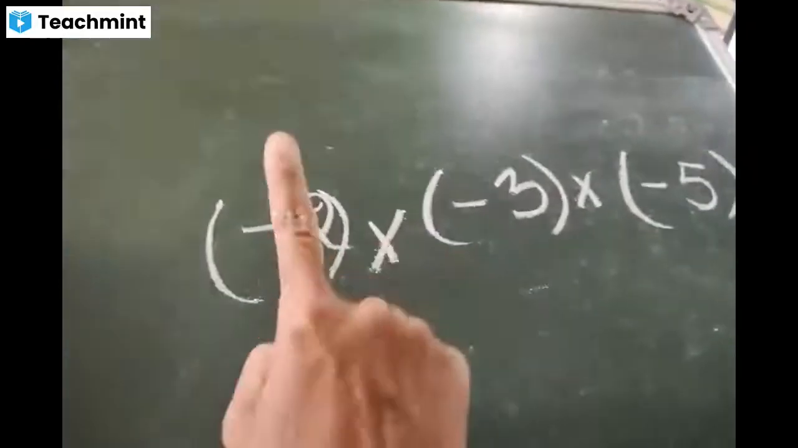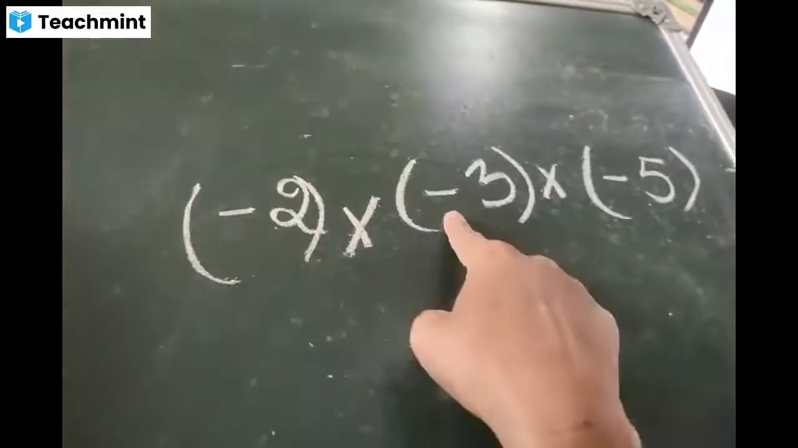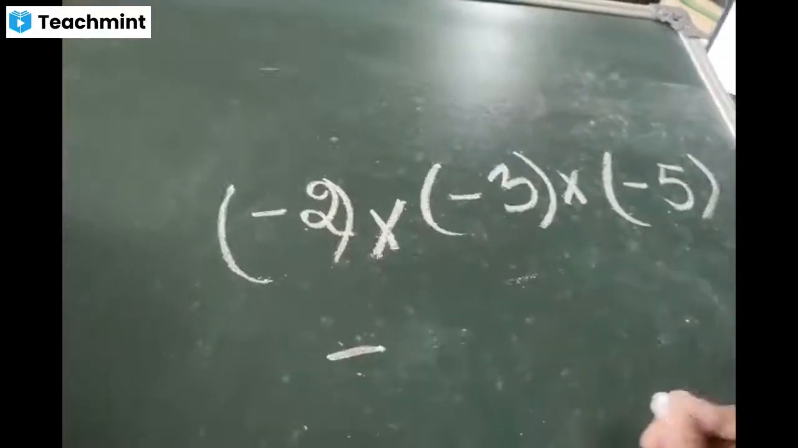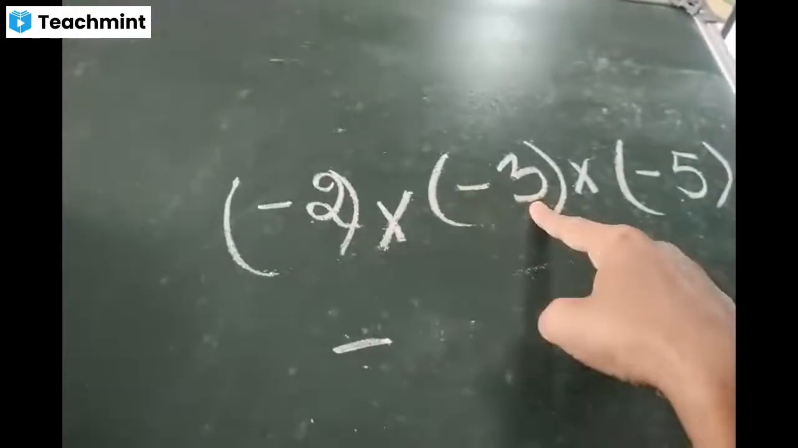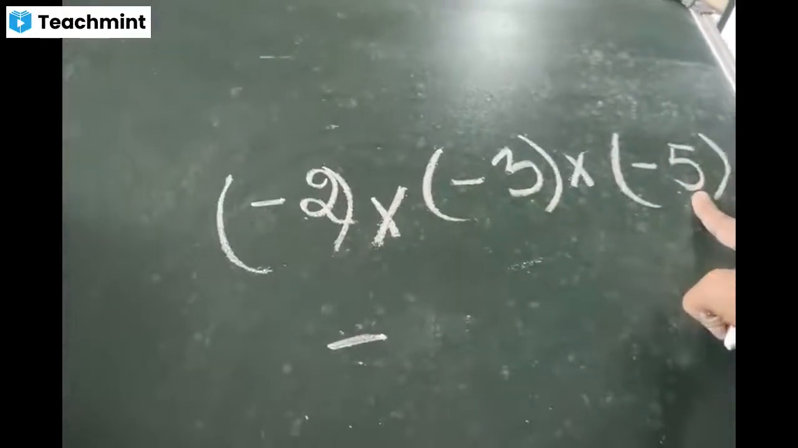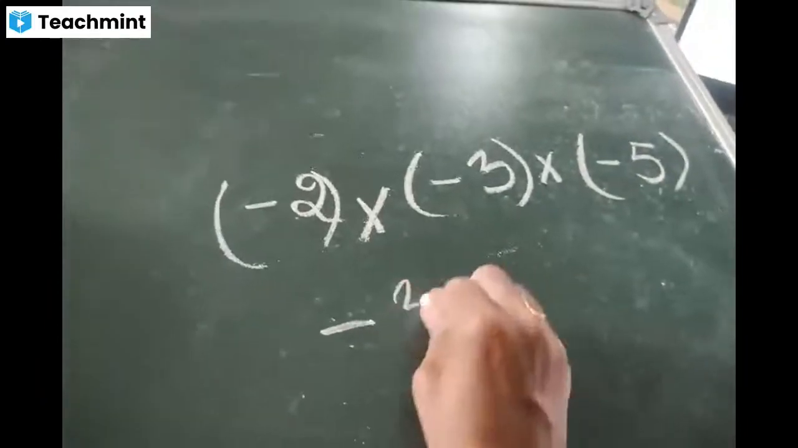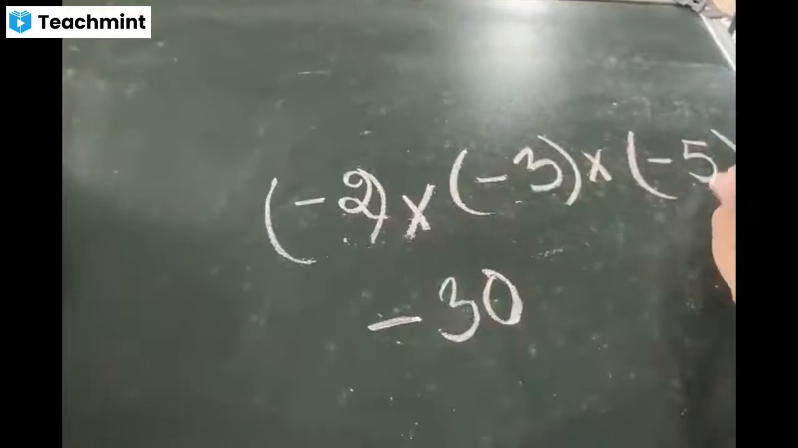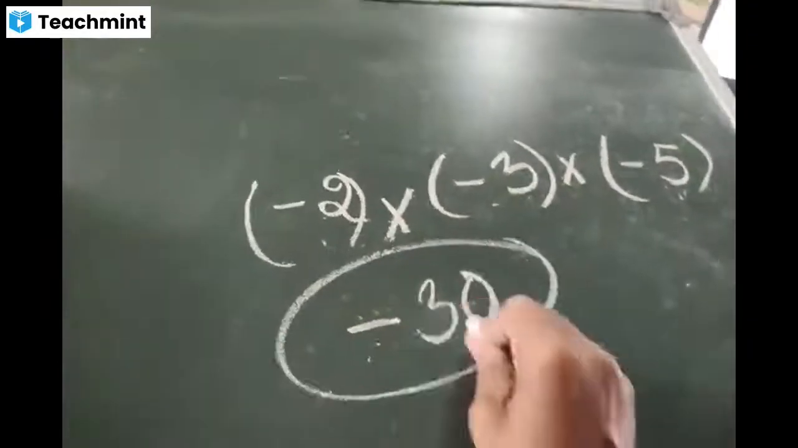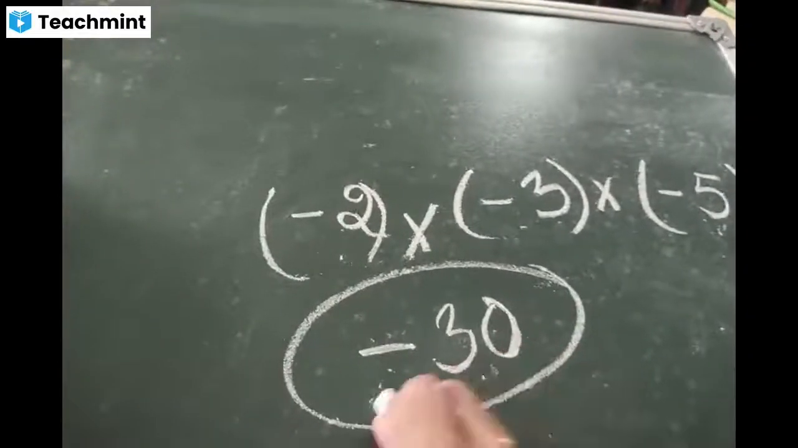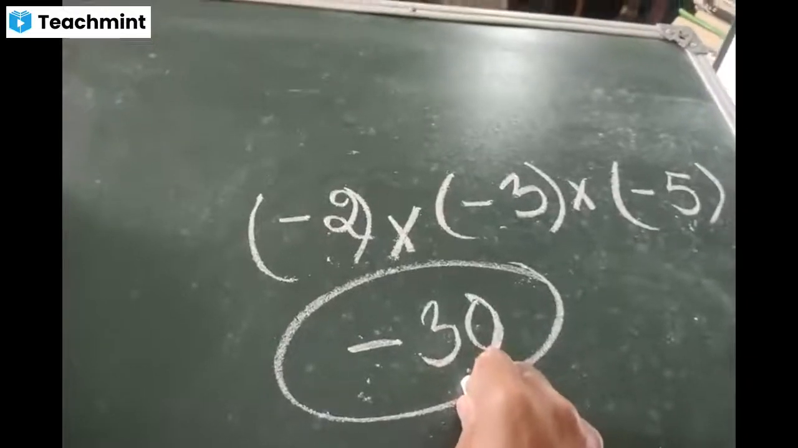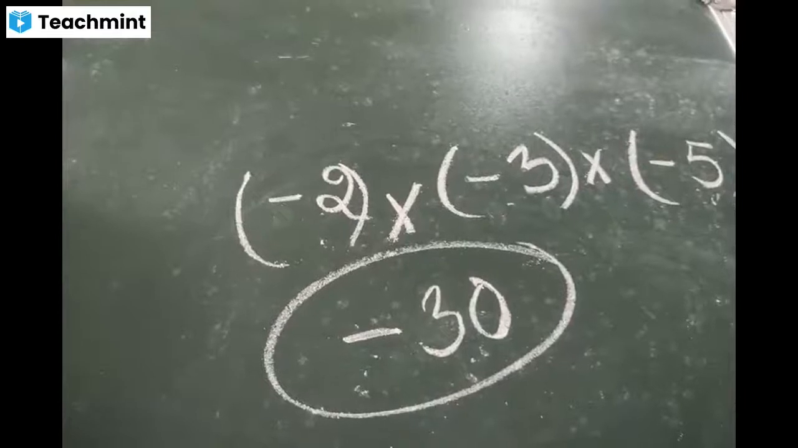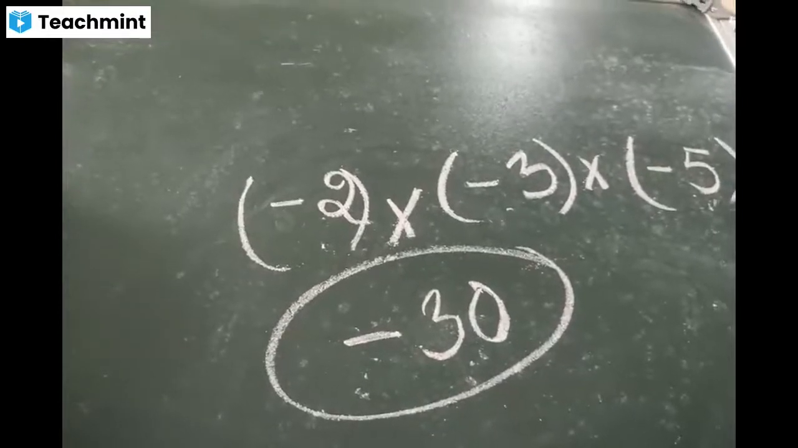Now we will see. First we will multiply the signs. Minus into minus is plus. Plus into minus is minus. 2 threes are 6, 6 fives are 30. So the product of three negative integers will be a negative integer. So the third question's answer is negative integer.